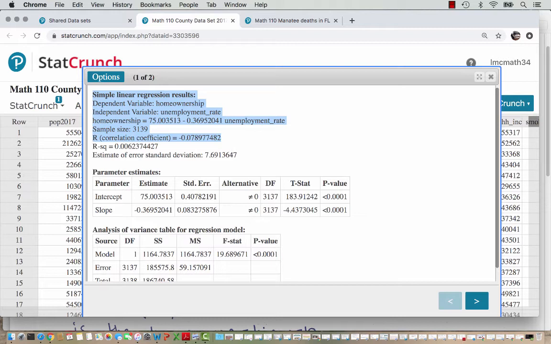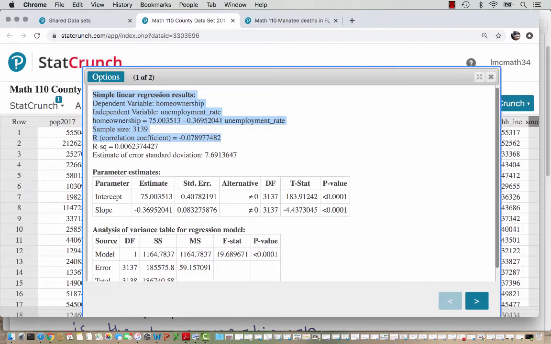And then the third line here gives us the equation in terms of the variable names. So the homeownership, which is our y variable, equals 75.003513 minus 0.3695241 multiplied by the unemployment rate. Since we're subtracting the slope, we know it's got a negative slope. The sample size is 3,139. So many counties have data here.